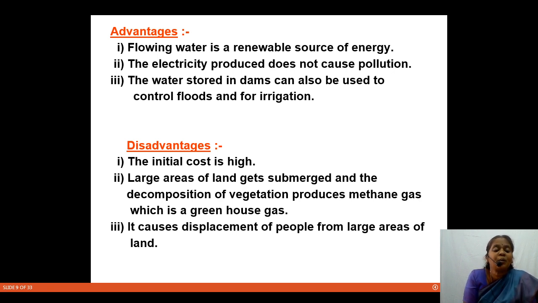Then what are the disadvantages of the hydro power plant? The initial cost is very high. A large area of land gets submerged, and the collapsing and decomposition of vegetation produces methane gas, which is a greenhouse gas. It causes displacement of people from large areas of land.